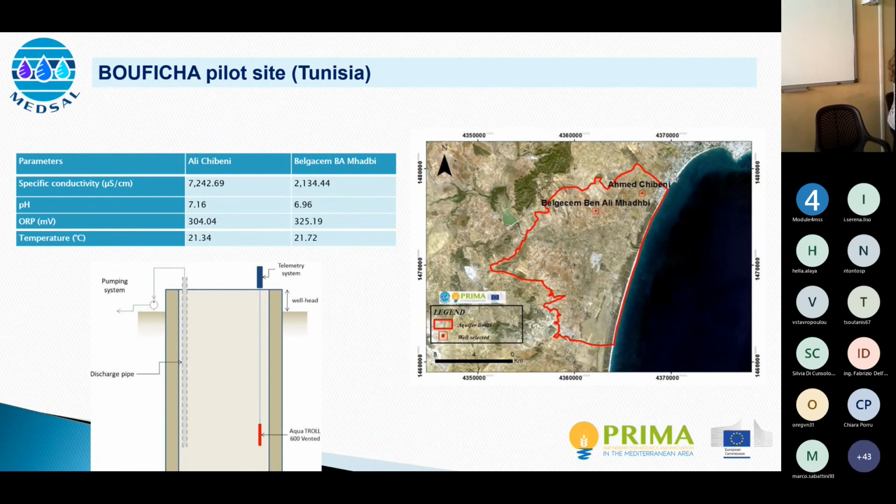So this table illustrates the measured parameters taken on the day of installation of the two sensors. As you can see, the conductivity, the pH, the ORP parameter, and the temperature.